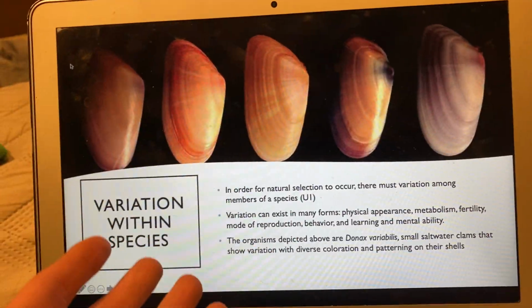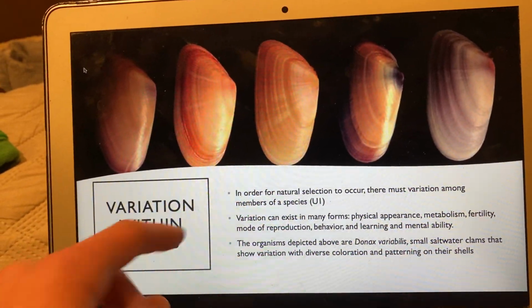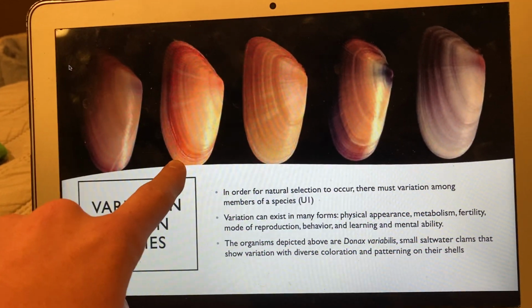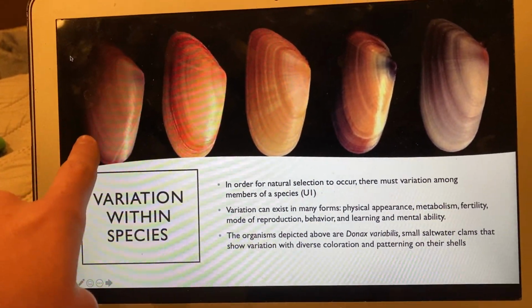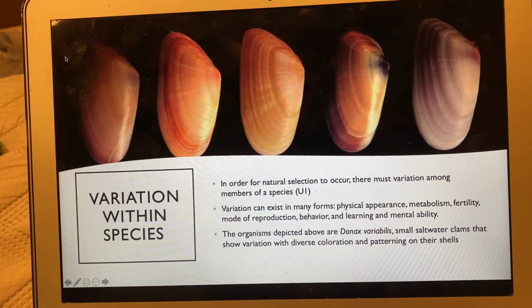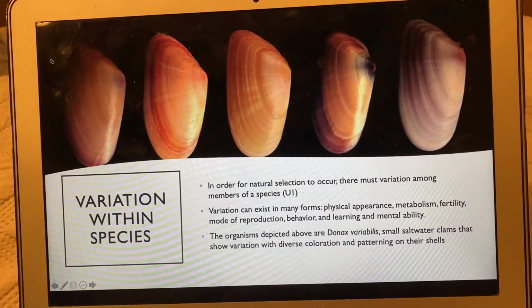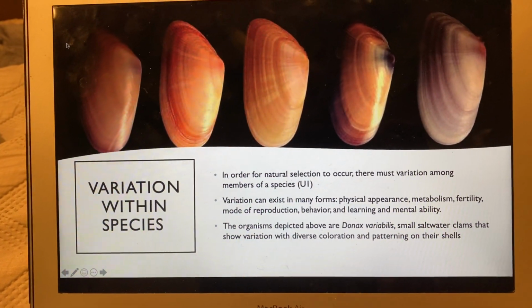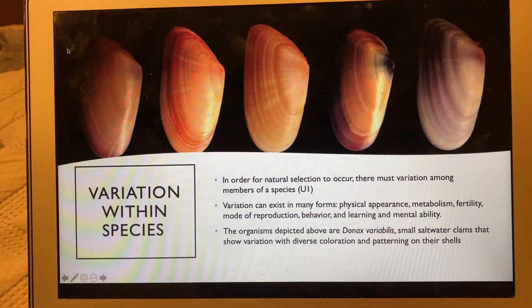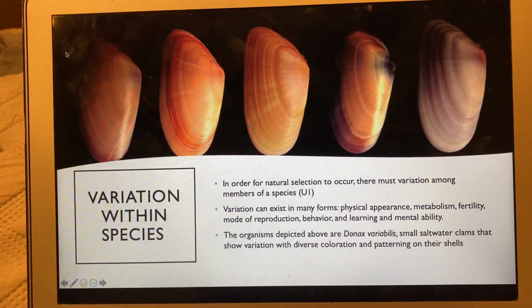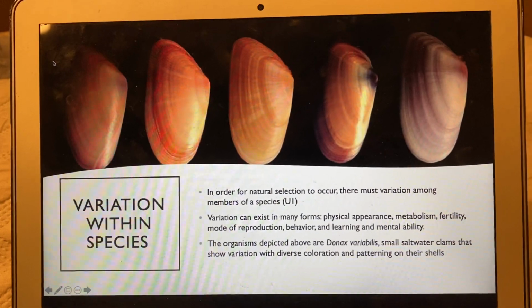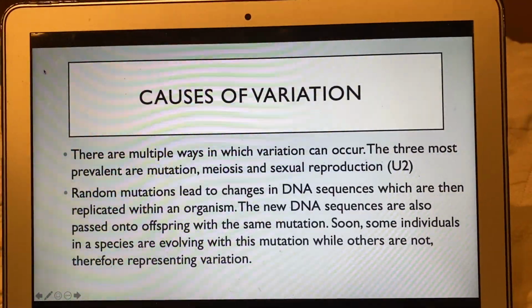How could this variation lead to natural selection? Well, maybe these could be seen more easily by a predator organism rather than this, which is darker and less shiny. However, in order for natural selection to occur, there must be variation because if all the organisms are the exact same, then there isn't one better trait than the other. We'll get more into this with the rest of this mini lesson.